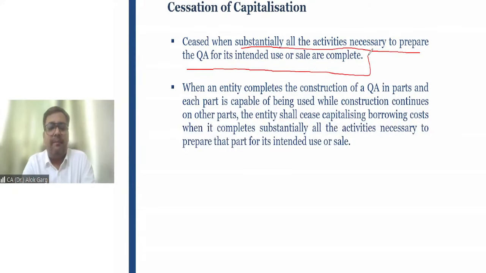So friends, what do these three examples say? These three examples say that the school building, the office building, and your house, these three assets have been substantially completed for the intended use or sale, right? More than 90% has been completed so that it can be used. And hence, up to this date, the capitalization of borrowing cost needs to be stopped. Generally, what happens when companies get the occupancy certificate, OC? Till the date of the occupancy certificate, they capitalize the borrowing cost. And after the occupancy certificate date, they charge the borrowing cost to the P&L.